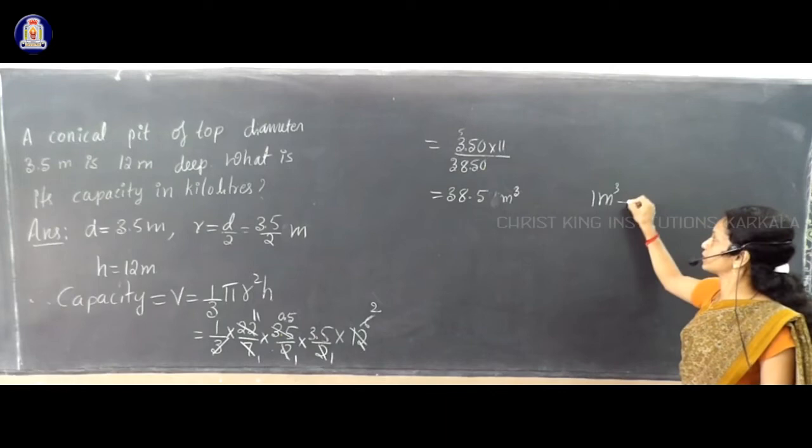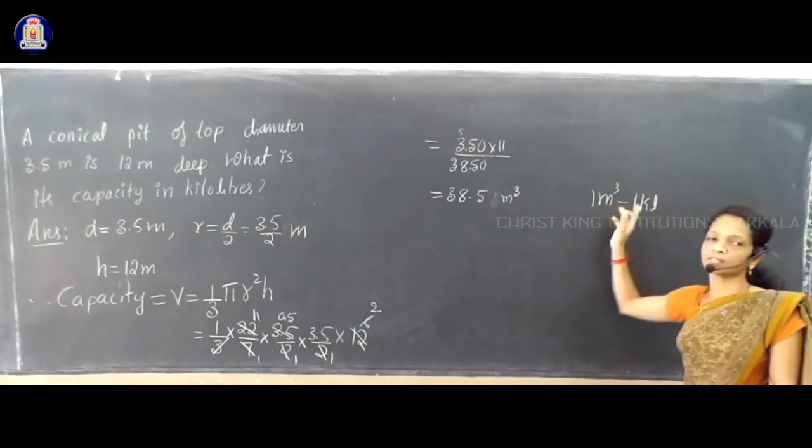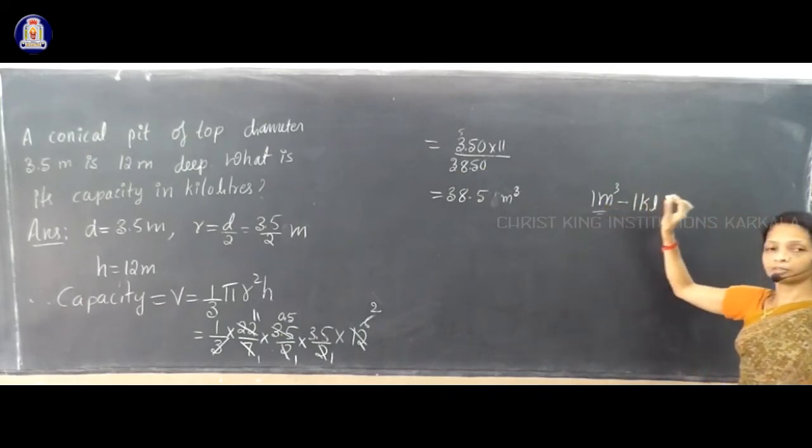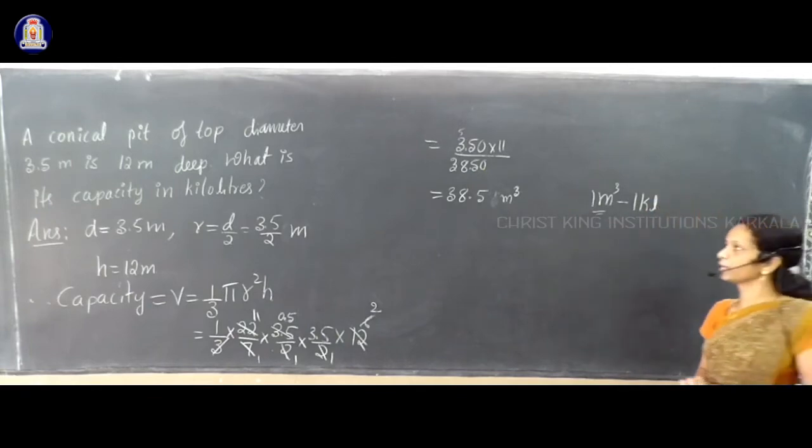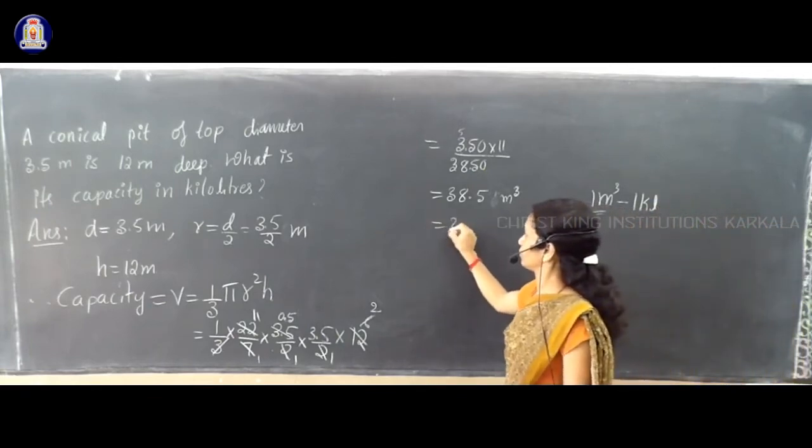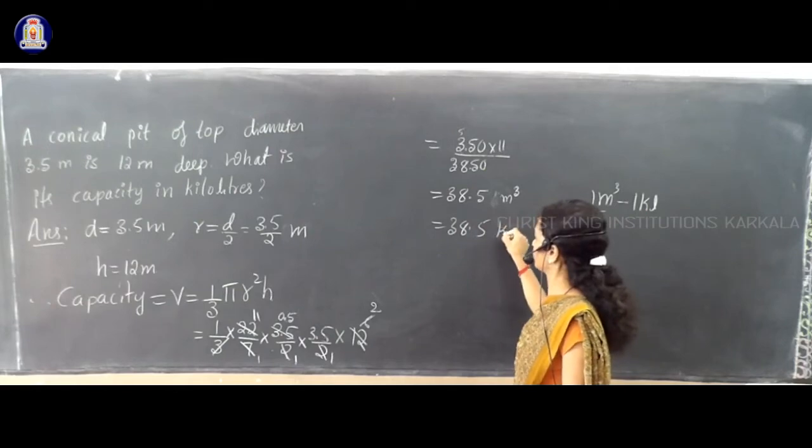And we have a conversion formula like this: 1 meter cube is 1 kiloliter. One and the same. Whichever answer you got in meter cube, that is in kiloliters also. So that is equal to 38.5 kiloliters.